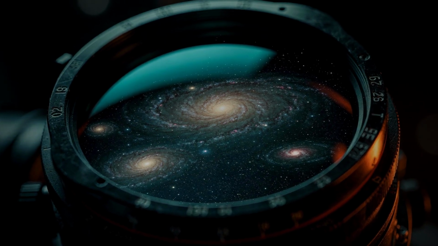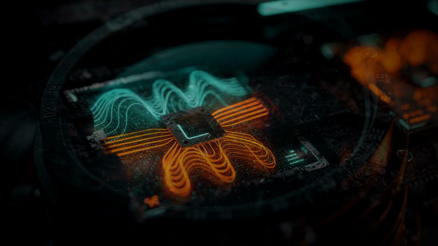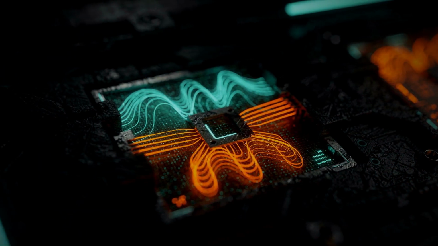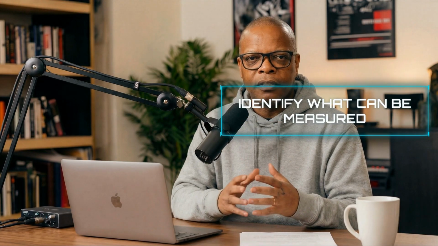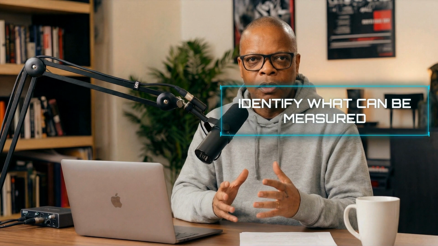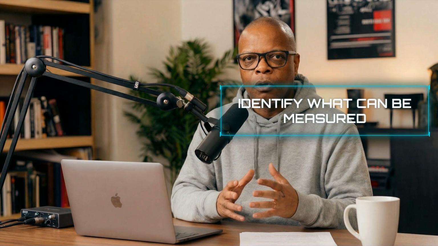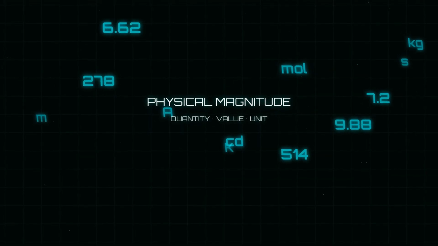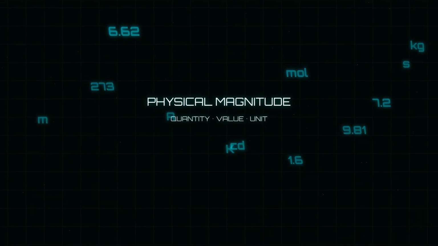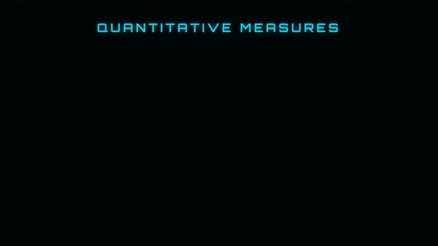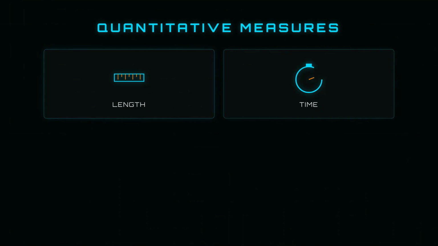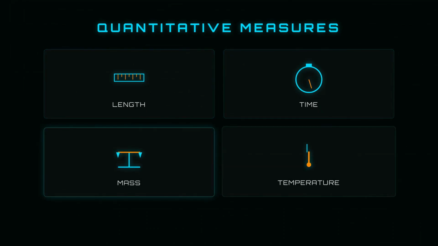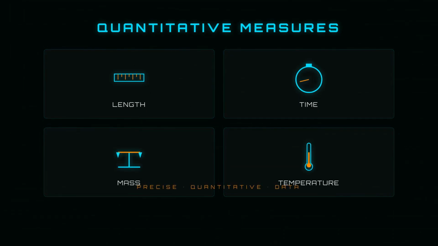Observation involves using our senses, directly or with instruments, to detect and examine aspects of a phenomenon. Scientific observation focuses on identifying what can be measured. In physics, these aspects are called physical magnitudes. A physical magnitude is any quantity that can be assigned a numerical value and a unit. It describes the extent of a property. Examples include length, time, mass, volume, and temperature. They move us from vague descriptions to precise quantitative statements.